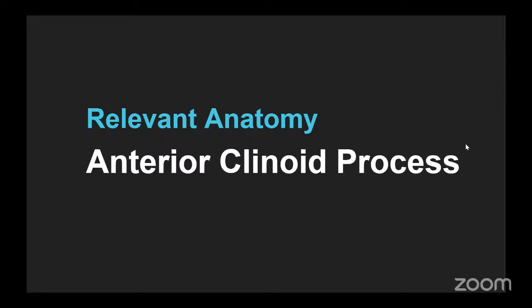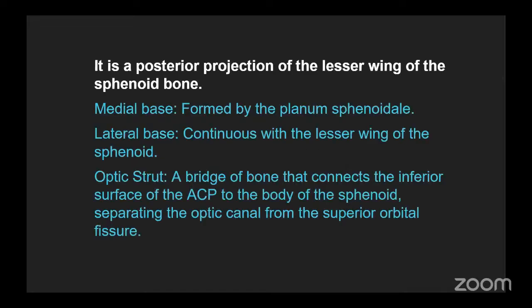When I say the relevant anatomy, obviously the name is very self-explanatory. We are going to begin with the anterior clinoid process, and along with it, we will also take a look at the structures surrounding it. So we know that the ACP is a posterior projection of the lesser wing of the sphenoid. How do we know that? Obviously, we all know anatomy. When you are rongering the lesser wing of the sphenoid extradurally during surgery, if you continue going medially, you will end up reaching the ACP.